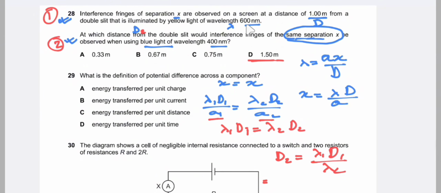And what is the value of lambda 1? That is 600 nanometer. Since both wavelengths are in nanometer, they cancel. So 600 nanometer into the distance, that is 1, divided by 400 nanometer. Nanometer cancels with nanometer. Now 2 zeros cancel, and 6 by 4 is approximately 1.5. So the value of d2 is 1.5.